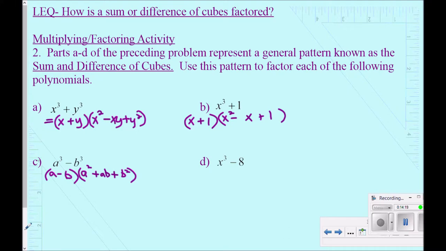Okay. And lastly, no GCF. Difference of cubes, binomial and a trinomial. Cube root of x cubed is x. Cube root of 8 is 2. It's a difference, so minus, plus, plus. Take x and square it. Take 2 and square it to get 4. And 2 times x, disregarding the sign, is 2x. Those are the factors.